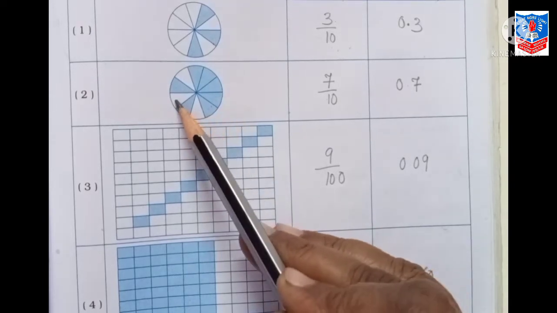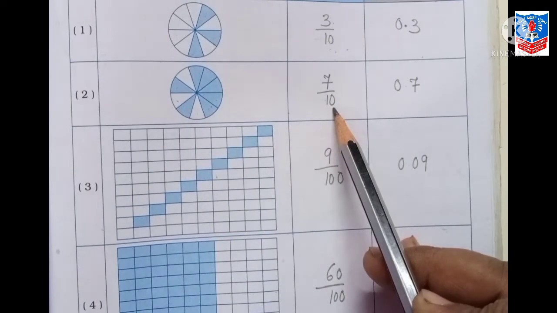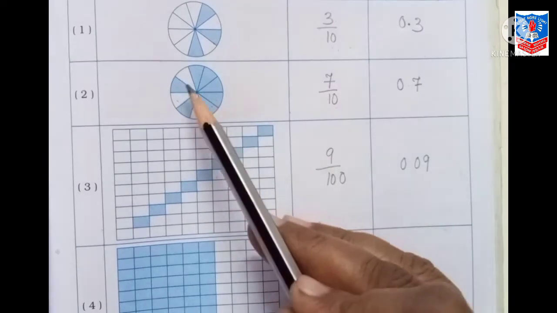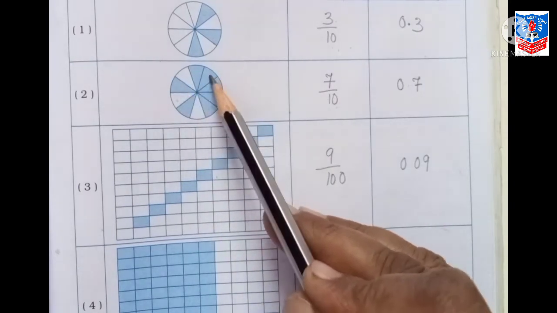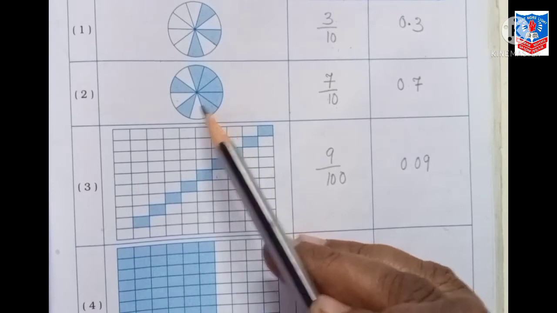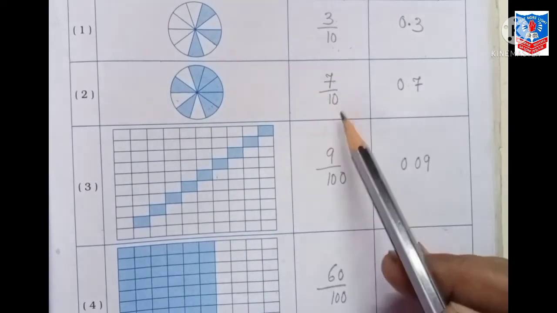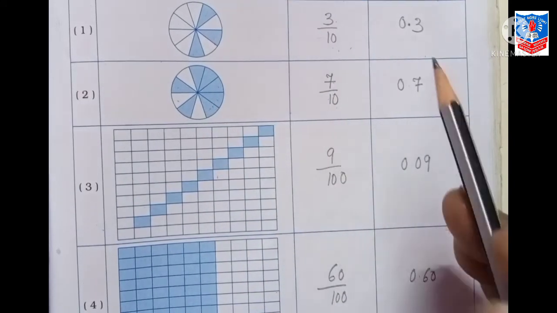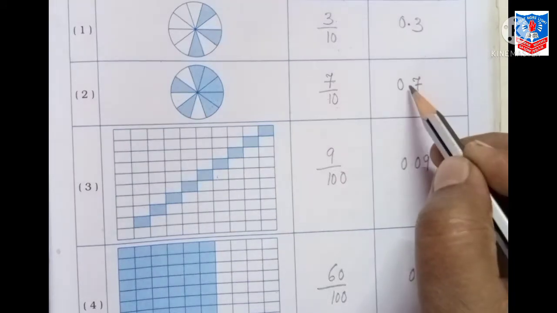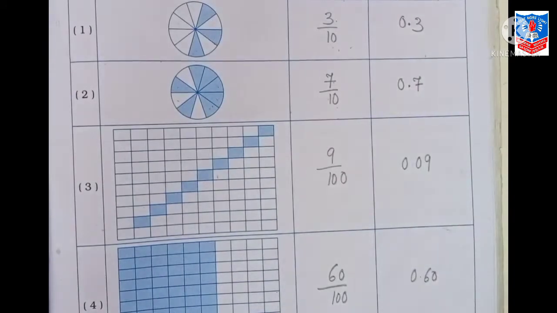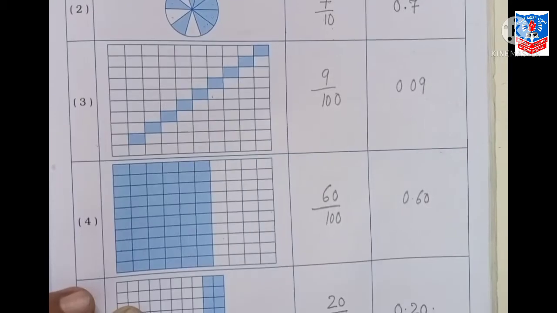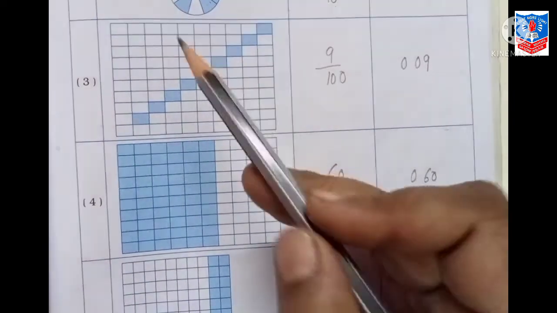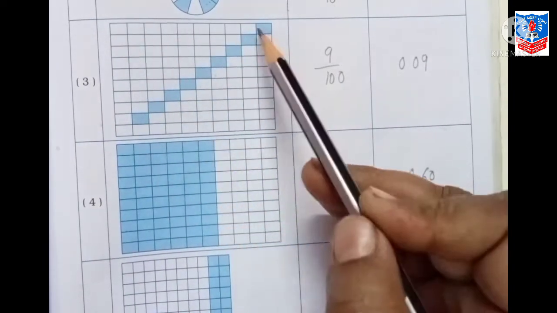Now the second one is, the total part when you count 1, 2, 3, 4, 5, 6, 7, 8, 9, 10. So the total part is 10 and the colored part is 1, 2, 3, 4, 5, 6, 7. So 7 by 10. When we convert into decimal fraction, that is 0.7.